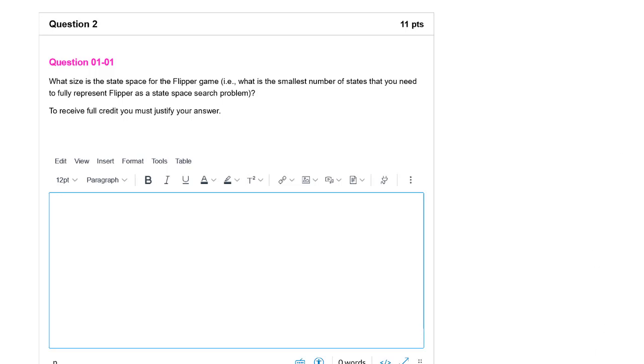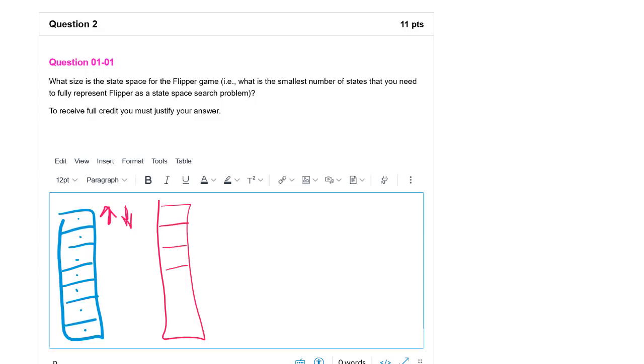Okay, so let's think about this game. The game has 1, 2, 3, 4, 5, 6, 7 squares. And in each of these squares, your game piece can be pointing up or pointing down, right? So effectively, we could imagine that we have 1 state for each of the cases where the arrow is pointing up in that state, 1 state for each of the cases where the arrow is pointing down in that state.